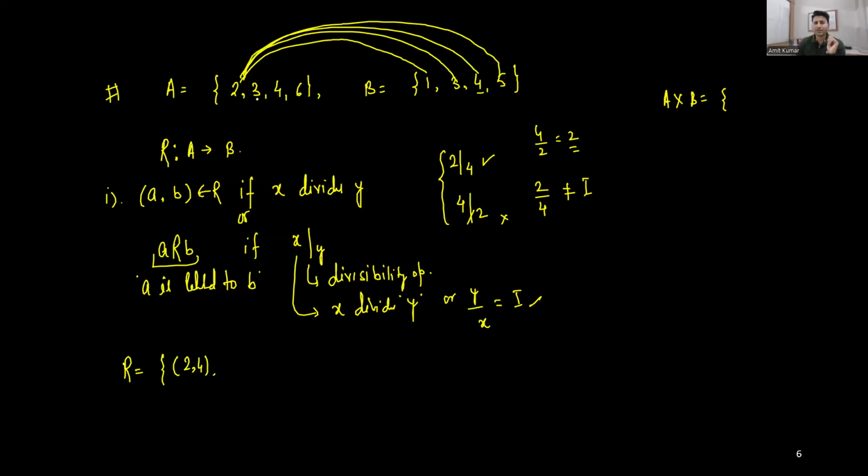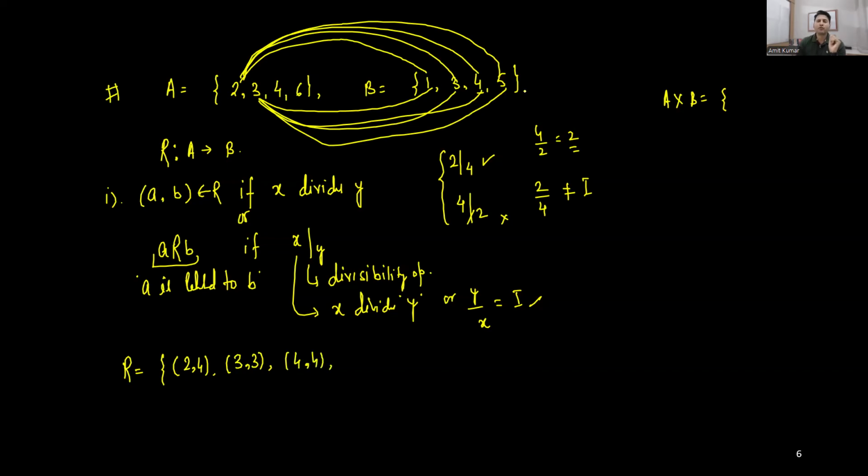In the same manner, talking for 3, 3 divides 1, no. 3 divides 3, yes. Every number divides itself, so 3 comma 3 will be there in your R. 3 comma 4, no, it does not divide 4. 3 comma 5, no, it does not divide 5. In the same manner, let us pair it with 4 and 6. 4 1, not there. 4 3, not there. 4 4, yes, it will be there. 4 5, not there because 4 does not divide 5. 6 does not divide any of these elements. So this is the collection of your R. So your relation R is having these three pairs only.